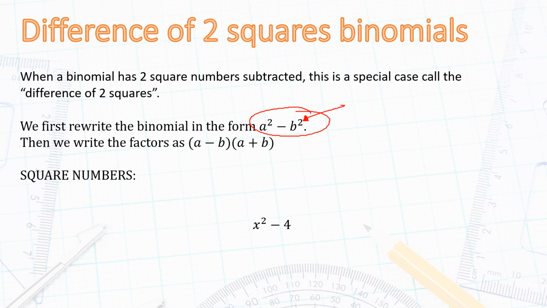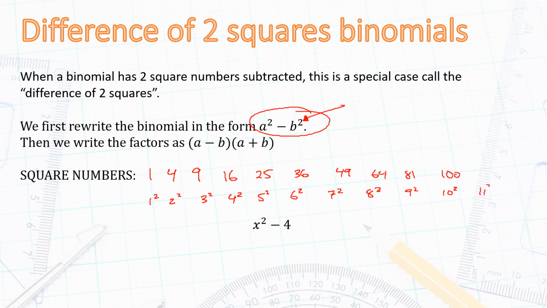So you're going to have to keep an eye out for things called square numbers. So square numbers are numbers that when you do the square root of them, you get a whole number answer. So for example, the square root of 1 is 1. The square root of 4 is 2, so 4 is a square number. The square root of 9 is 3. So the other way to think about this is, what's 1 squared? 2 squared, 3 squared, 4 squared, so 16. 5 squared is 25, 6 squared, 36, 7 squared, 49, 8 squared, 64, 9 squared, 81, 10 squared, 100, 11 squared, 121, 12 squared, 144.